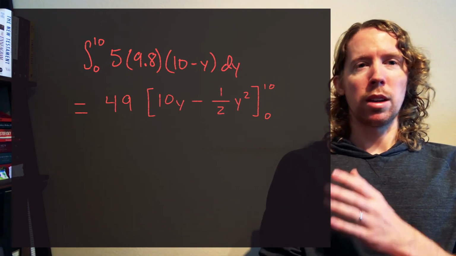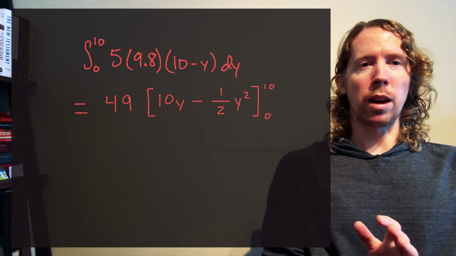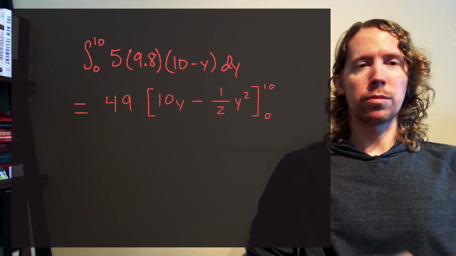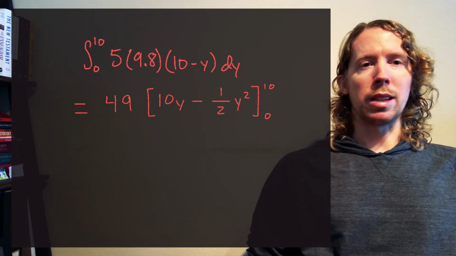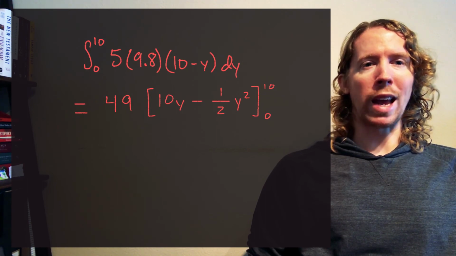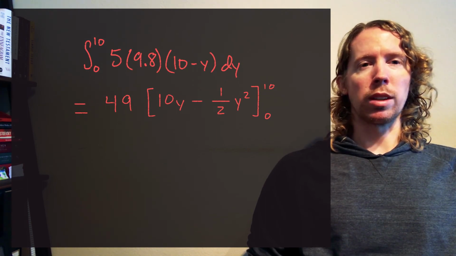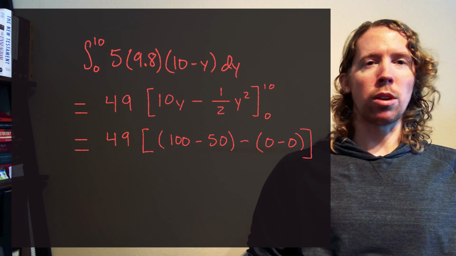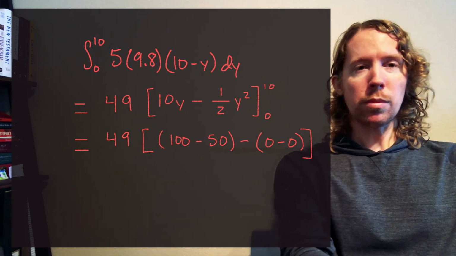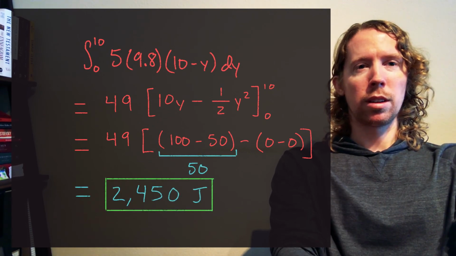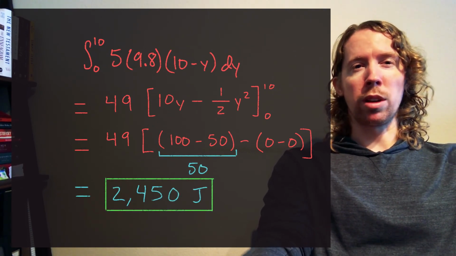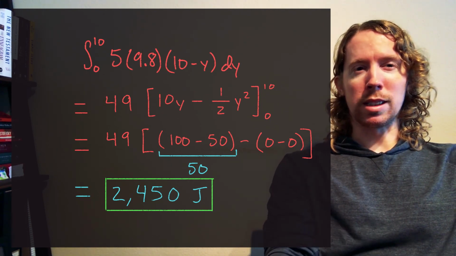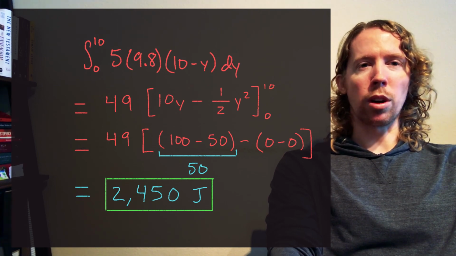So to finish it up, the antiderivative is 10y minus 1/2 y squared. Plug in the endpoints, 10 and 0. When you plug in 10, you get 100 minus 1/2 of 100. So that's 100 minus 50, which is 50. And then when you plug in the zeros into both places, you get 0. So we've got 49 times 50. I know that 50 times 50 would be 2,500, so I need 50 less than that. So the exact amount of work done would be 2,450 joules.